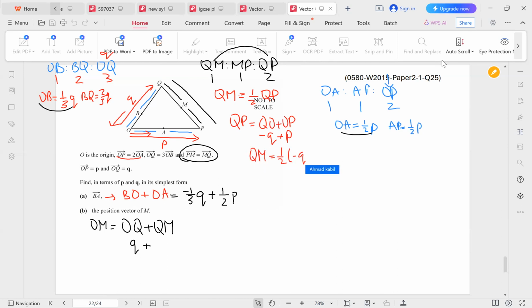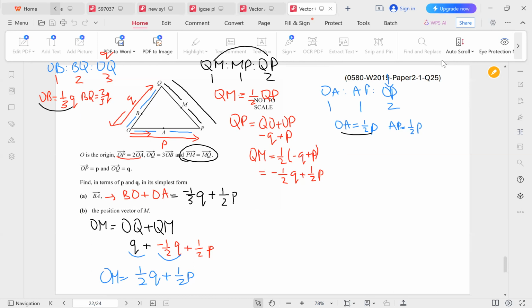So half times negative Q plus P. This is negative half Q plus half P. So QM is negative half Q plus half P. And we can calculate by simplifying. We have Q minus half Q, so half Q plus half P would be the correct answer. So therefore, OM equals half Q plus half P.